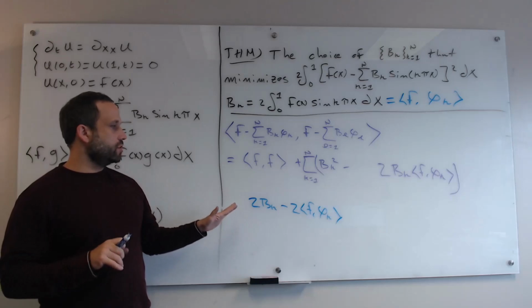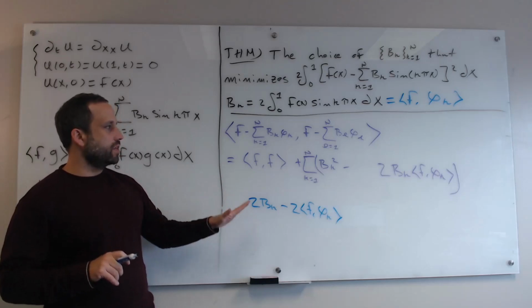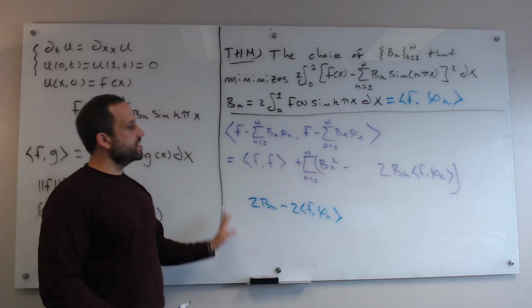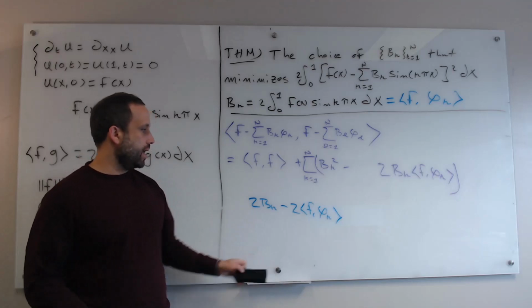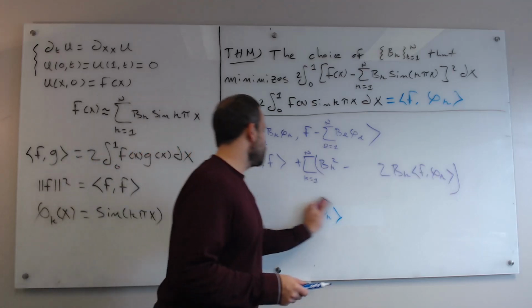One way to show there's a minimum would be to show this is a convex function, which is essentially what I'm about to do. Okay, so that was a little side comment there.